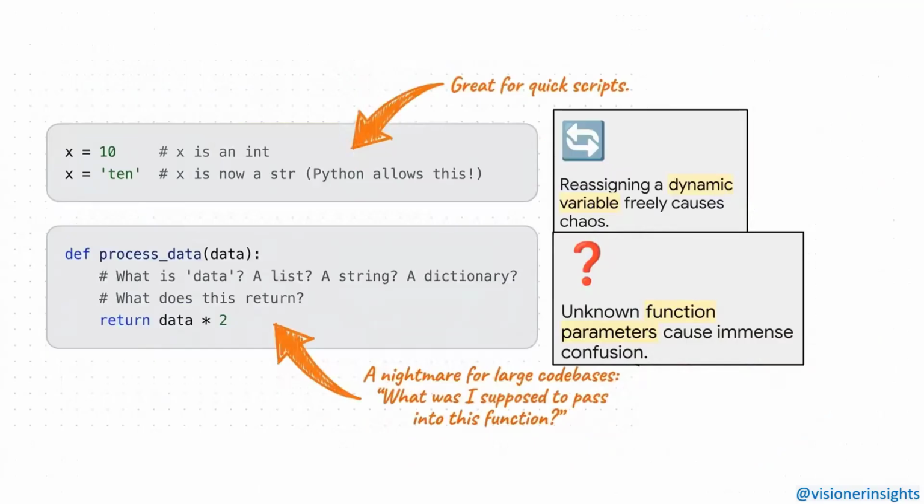And this freedom directly leads to chaos in your functions. When you define a generic function parameter without a specific type, you're leaving every other developer, including your future self, completely in the dark. Someone's going to look at that parameter and ask, okay, is this supposed to be a list, maybe a dictionary, and what in the world does this function actually return? It's just a massive guessing game.